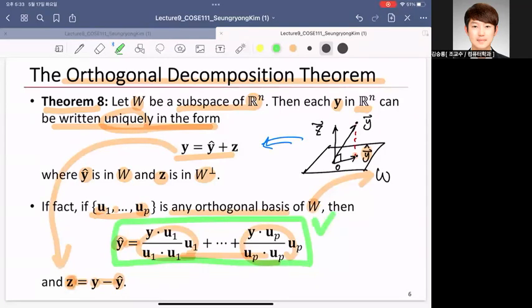Then we have the way to find the orthogonal projection y hat by only using vectors y and u1, u2, up with the matrix vector y from here. So this is called the orthogonal decomposition theorem. This is the way to find y hat and z given y and W.